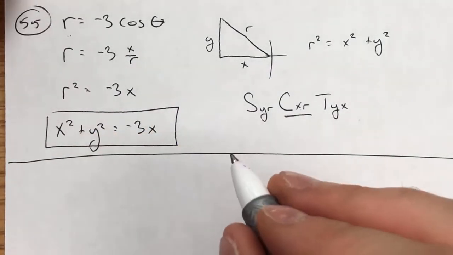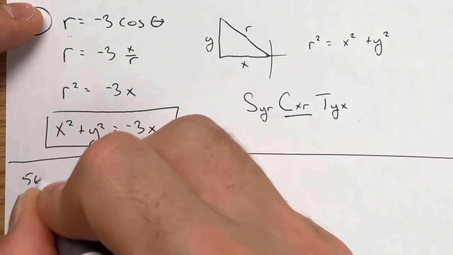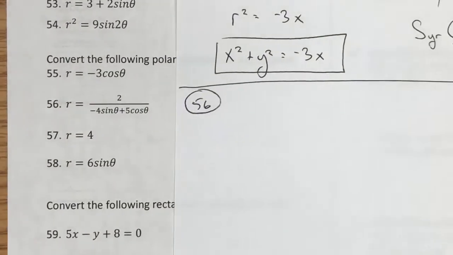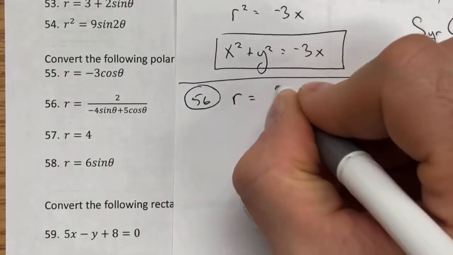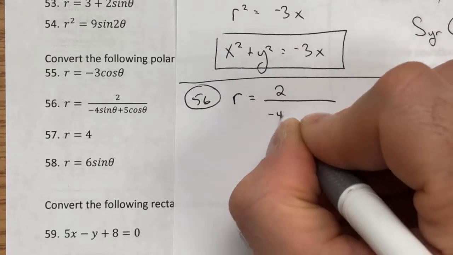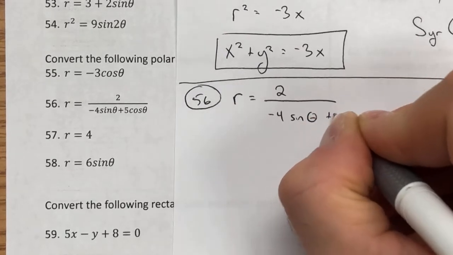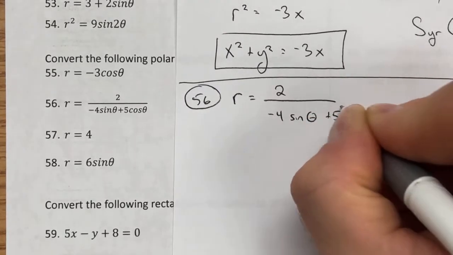Okay, that was number 55. We're going to take a look at 56. Okay, so number 56, we have r equals 2 divided by negative 4 sine of theta plus 5 cosine of theta.